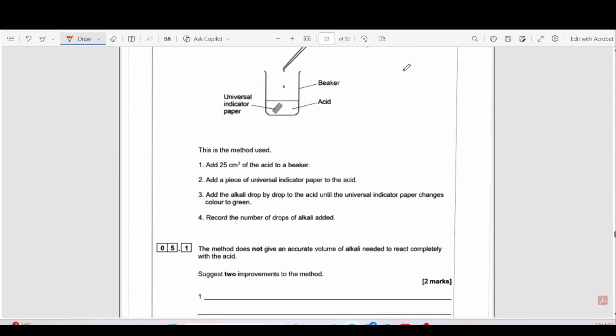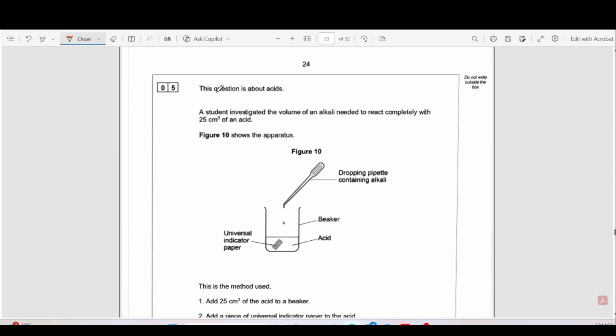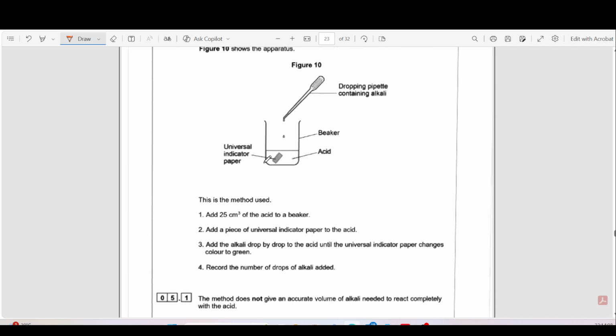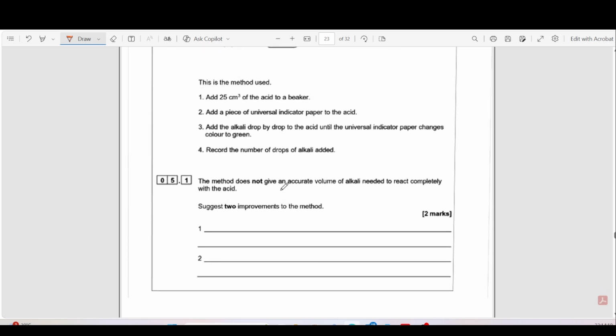And then we have this. So this question is about acid, and this is showing the setup of an experiment. And this method does not give an accurate volume of alkali needed to react completely with the acid. So we have to suggest two improvements to this method.